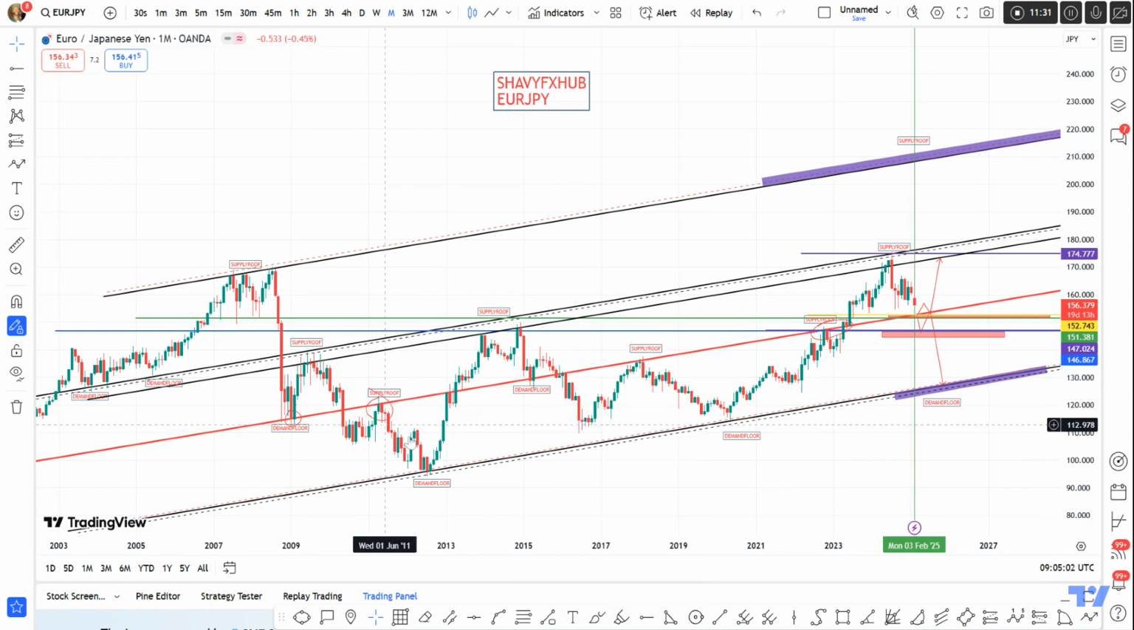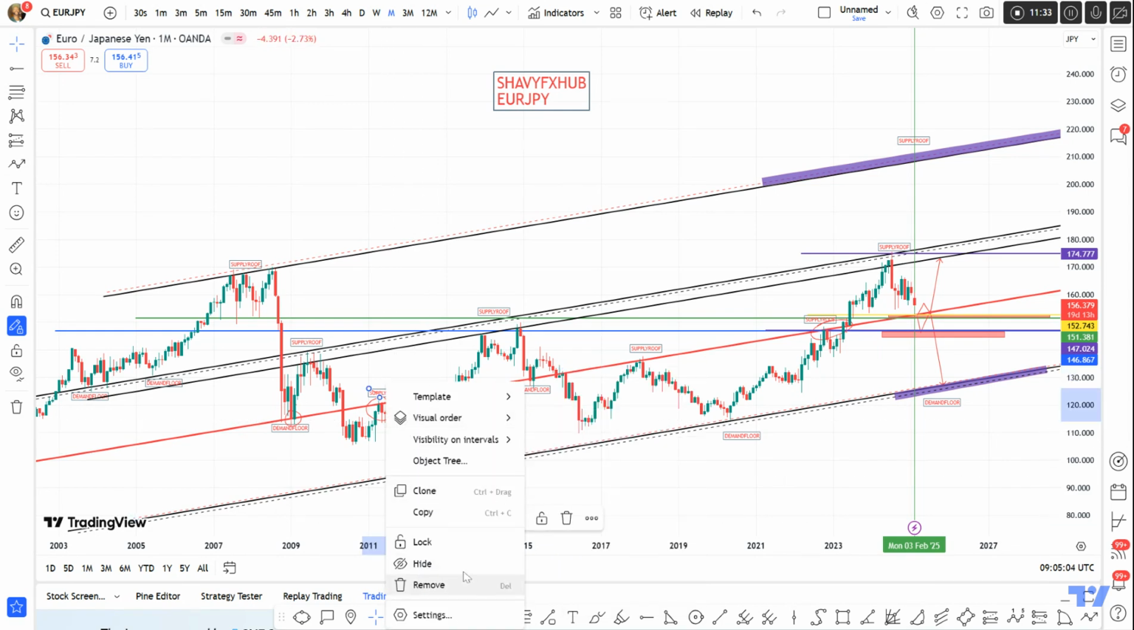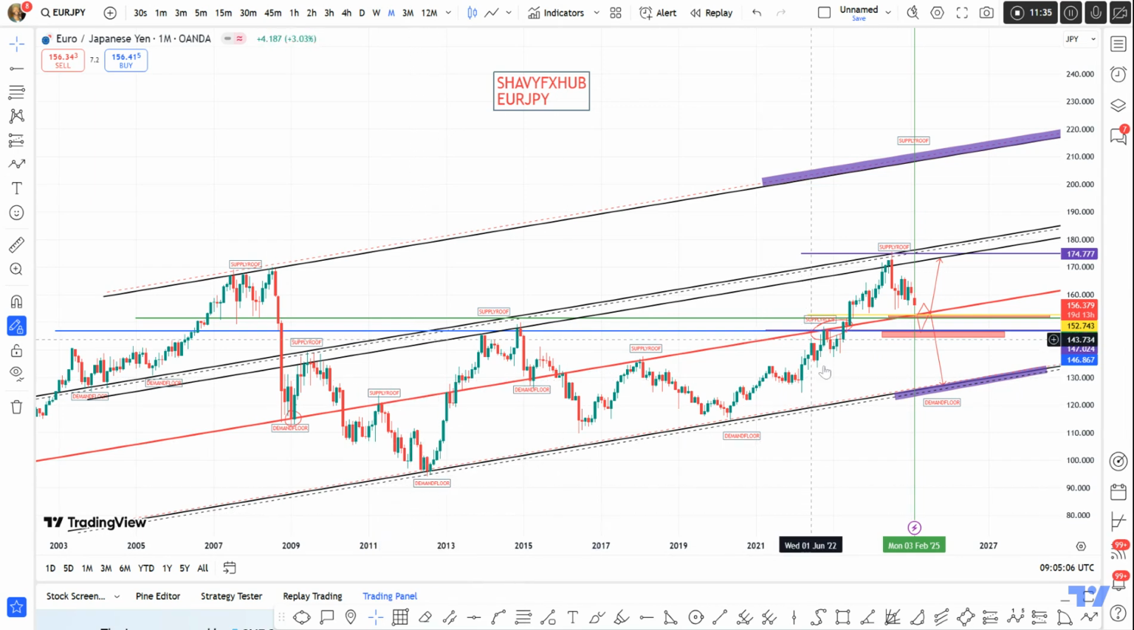So we will look at what Lagarde and her team are doing and see if there are other fundamental changes that could technically strengthen the euro against the Japanese yen. But to be honest, based on the data we have on the chart, EURJPY will continue to drop.